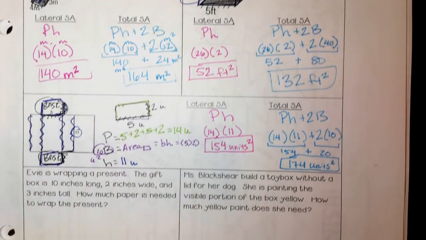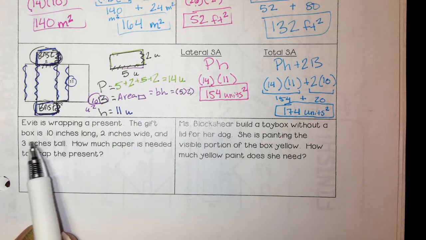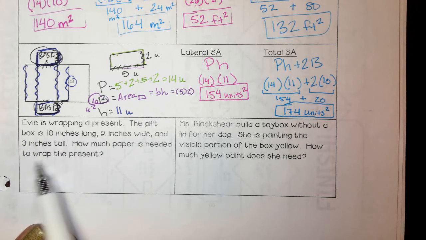I've also got a couple of word problems here. The first word problem reads that Evie is wrapping a present, and the gift box is 10 inches long, 2 inches wide, and 3 inches tall. How much paper is needed to wrap the present?